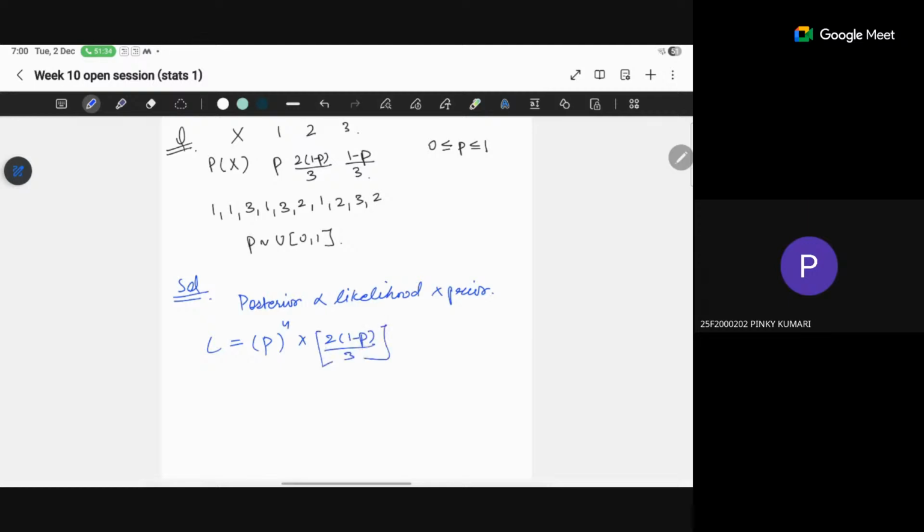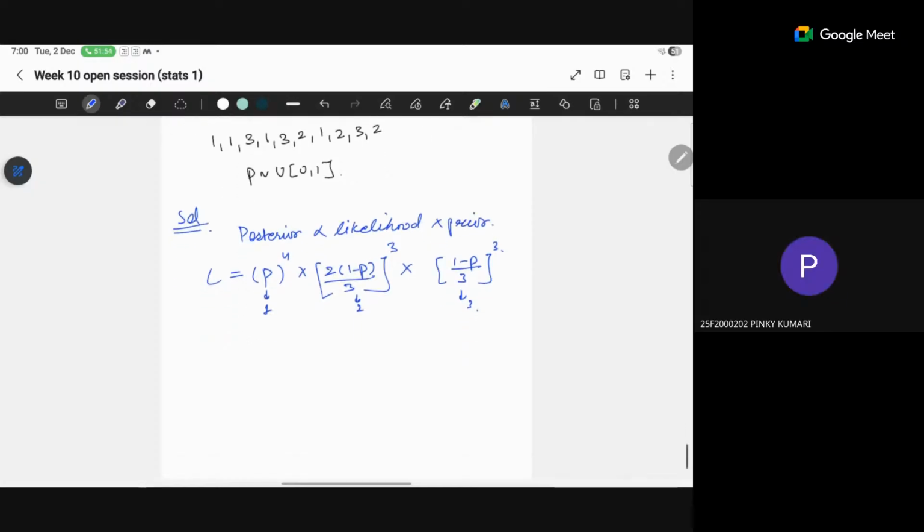How many times is 2 repeating? 3 times. So this is the probability of 1, and this is the probability of 2. Similarly, what is the probability of 3? 1 minus P by 3. And how many times is 3 repeating? 3 times. The likelihood is clear? Yes, ma'am. Okay.